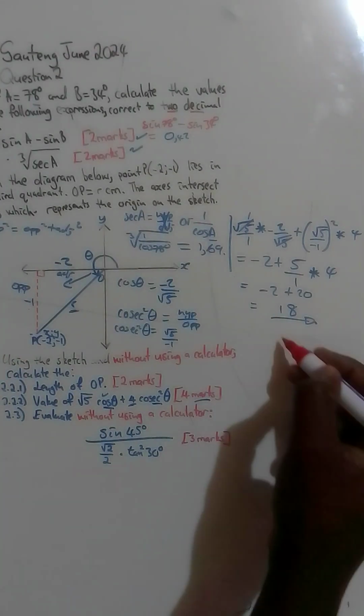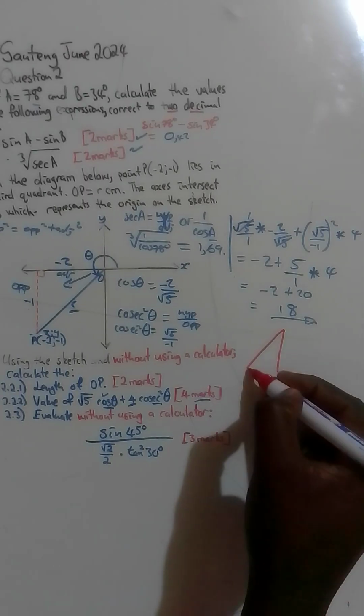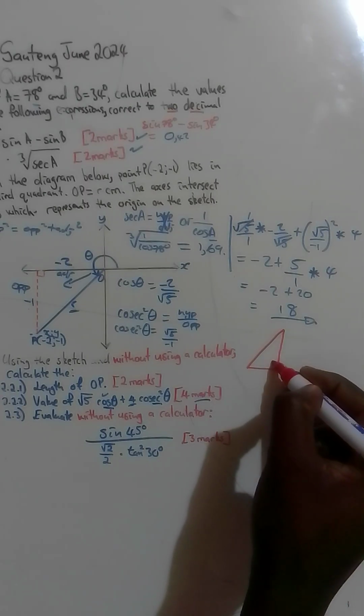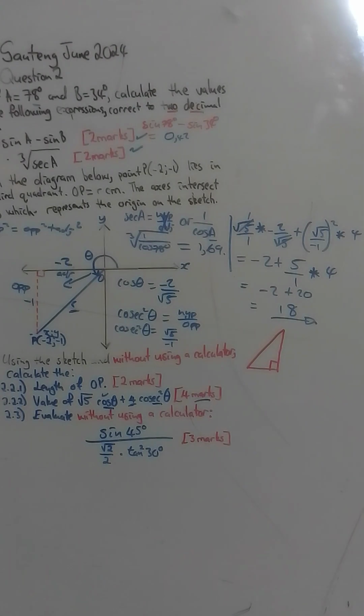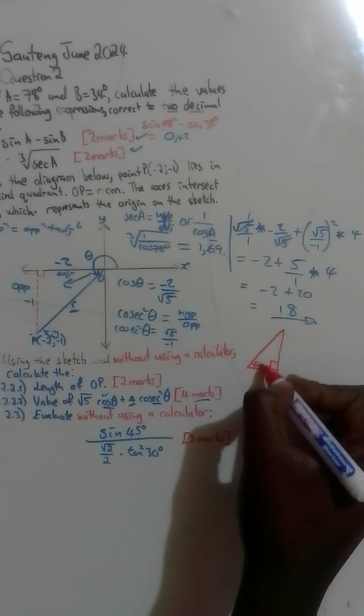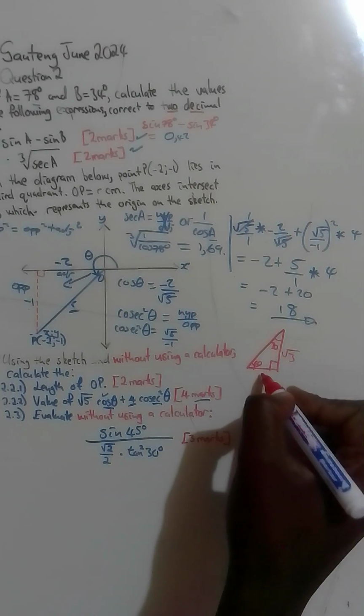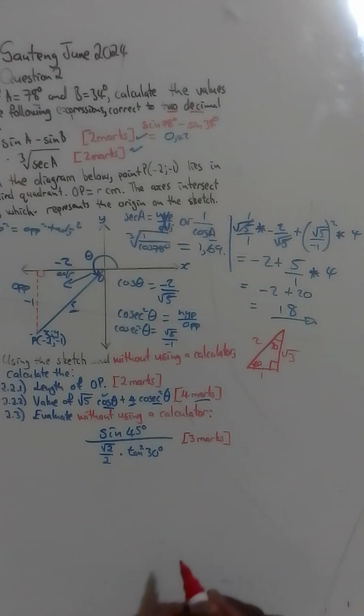What is the scalene? The scalene is the one which has got 60 degrees, 30 degrees, and 90 degrees. Remember, scalene simply means it's a triangle that has got 3 unequal sides and 3 unequal angles. So here we've got 60, there we have got 30, there we've got square root of 3, here we've got 1, and there we've got 2. That's the scalene.